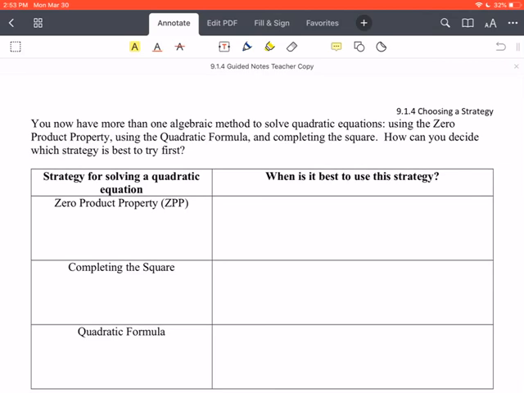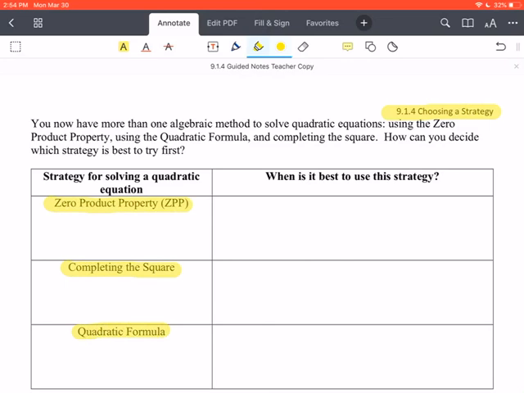Okay, so the 9.1.4 lesson is all about choosing a strategy. We now know 3 strategies that we can use to solve quadratic equations. What are those strategies? You can see them in the table. The first strategy is the zero product property. The second strategy is completing the square. And the third strategy is the quadratic formula. Okay, so we are going to go through when it is best to use these strategies.